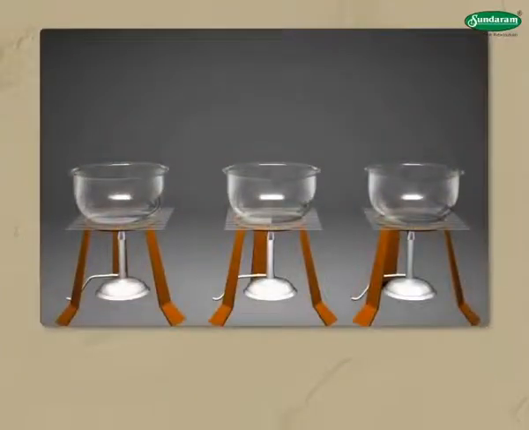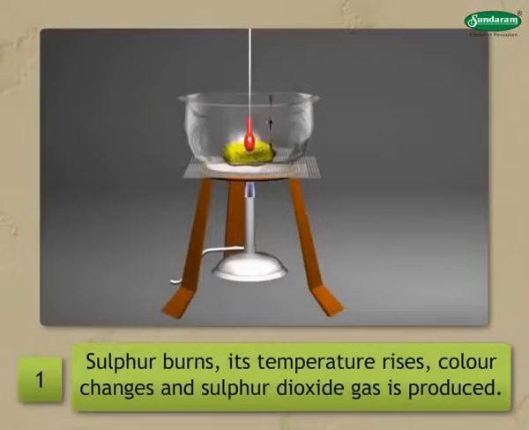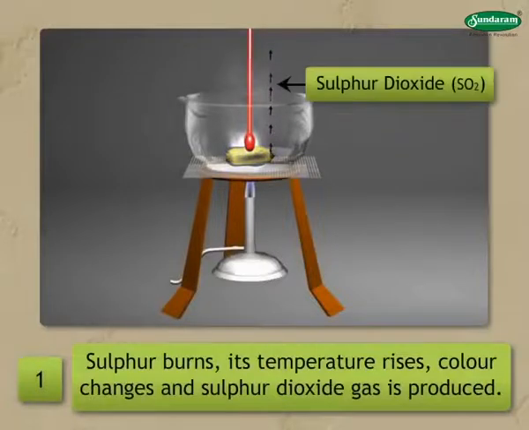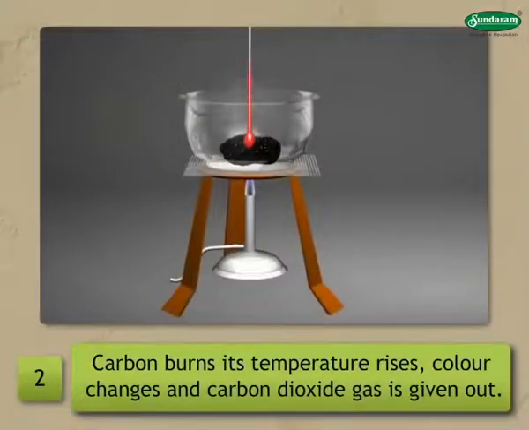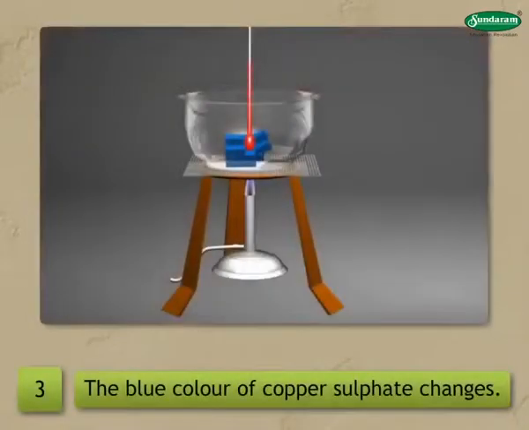Try this. Take 3 china crucibles. Place some sulfur in the first, coal in the second, and copper sulfate crystals in the third and heat them. We can observe that 1. Sulfur burns, its temperature rises, color changes, and sulfur dioxide gas is produced. 2. Carbon burns, its temperature rises, color changes, and carbon dioxide is given out. 3. The blue color of copper sulfate changes.